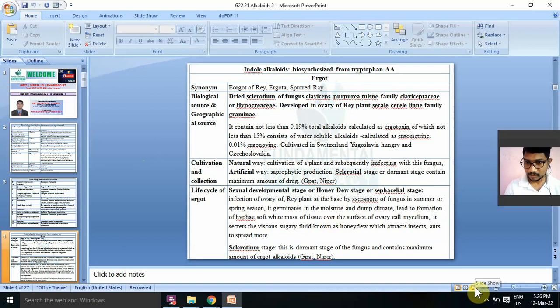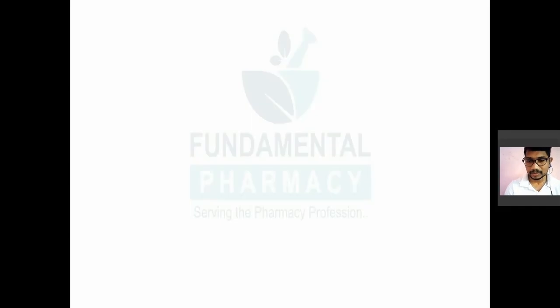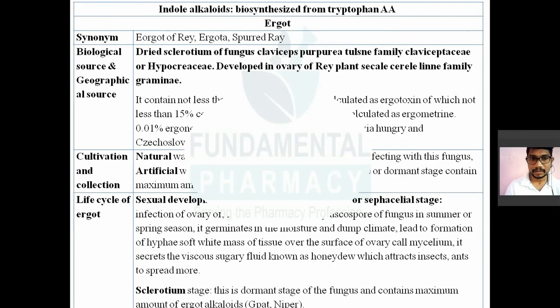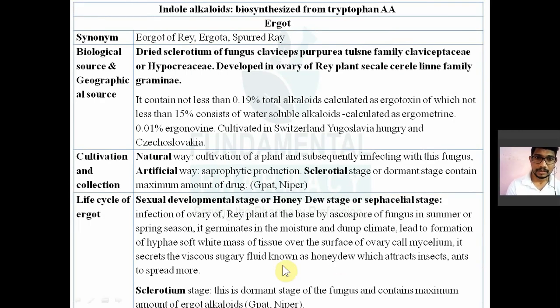It is developed on another plant known as the rye plant, Secale cereale, family Gramineae. तो ये जो प्लांट होता है रे प्लांट मतलब आपके राइस का प्लांट होता है. रे प्लांट मतलब राइस का प्लांट. So it is developed on the ovary of the rye plant, known as Secale cereale, family Gramineae.